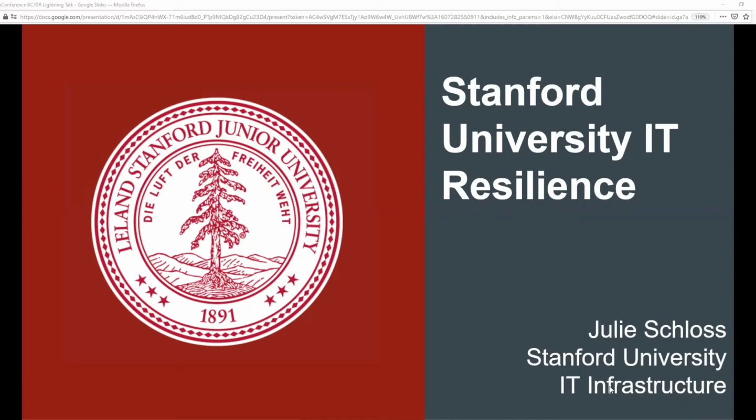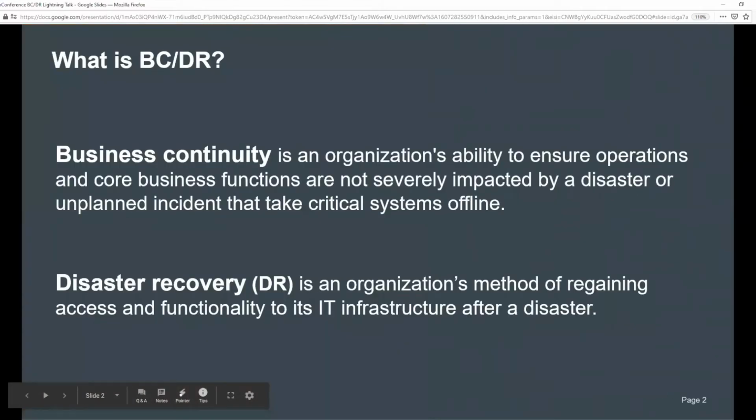I want to share the approach we have taken in the BCDR space over the last several years. First, let's define a few things. Business continuity is an organization's ability to ensure that operations and core business functions are not severely impacted by a disaster or unplanned incident that causes a service disruption.